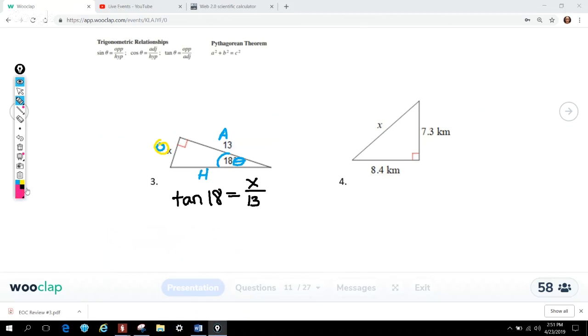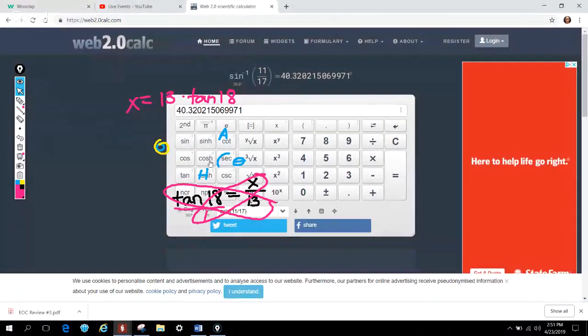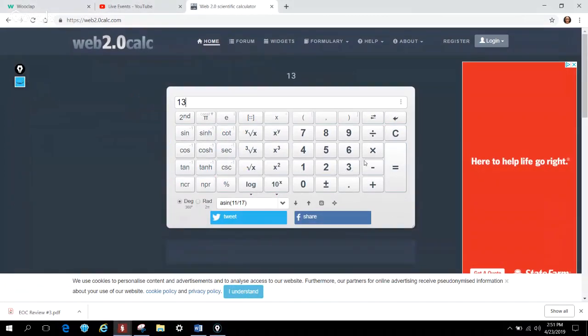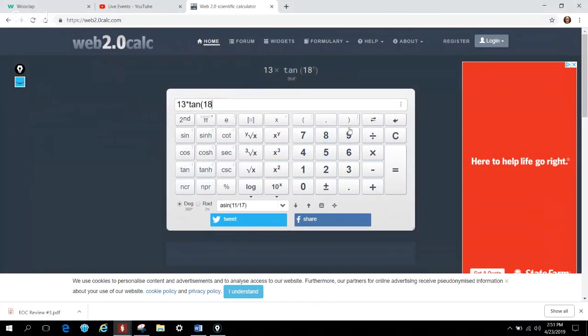So if you remember from middle school, you probably learned how to cross multiply. Some of you guys heard it as the butterfly method. So when we do that, we get x equals 13 times tan 18. So up here, I'm going to clear my calculator and type in 13 times tan 18.